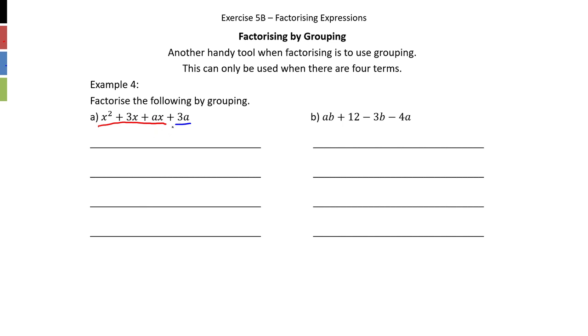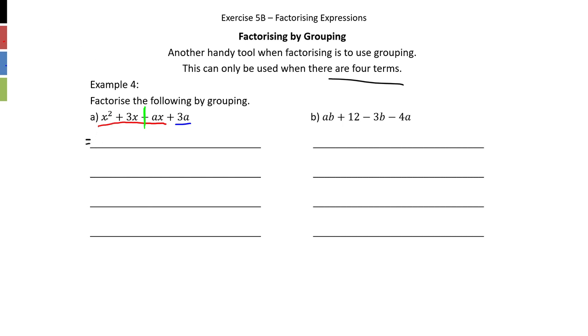Problems are designed because they always work out really nicely if you have four terms. What we're going to do is factorise by grouping, and like it says here, there are four terms. We're going to think about splitting this into two individual problems. We'll take out the common factor of the first two terms, take out the common factor of the second two terms, and then we'll see what happens.